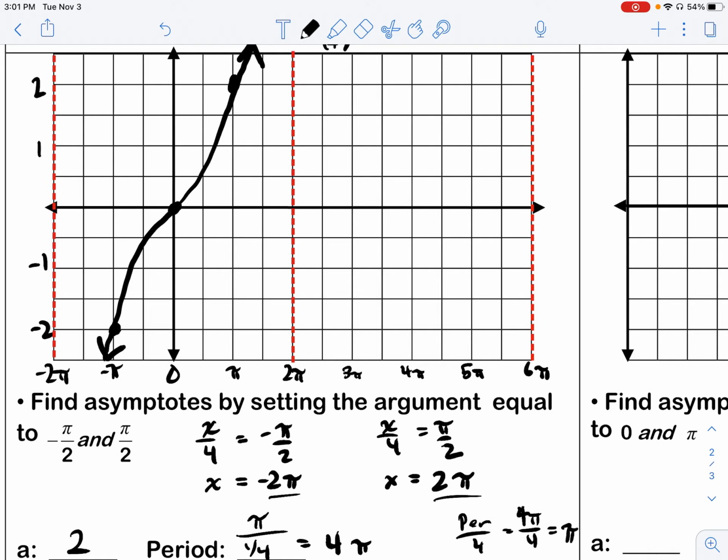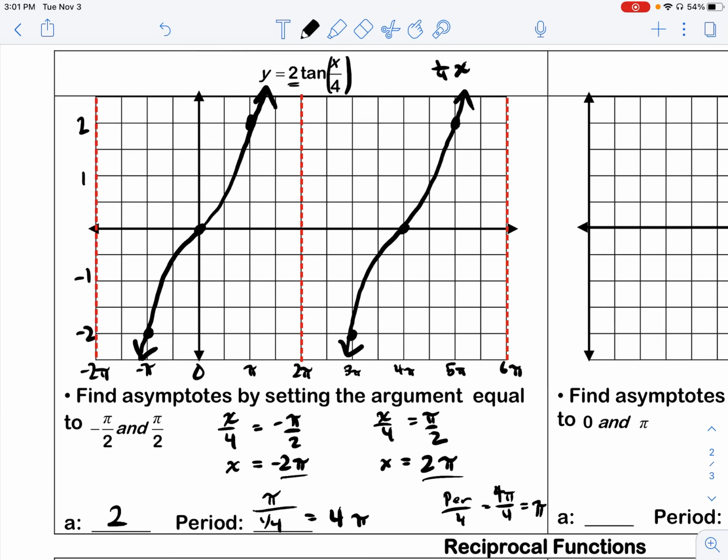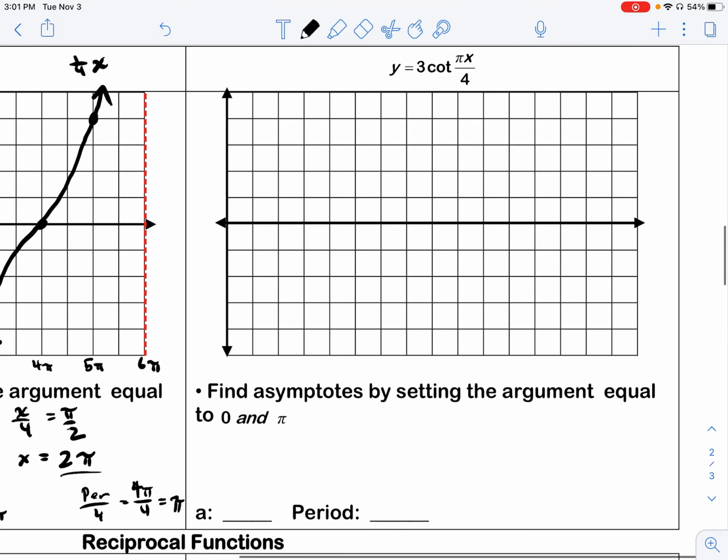Okay, now let's graph my other points. I've got my asymptote, low, mid, high, asymptote. So this is going to go something like that. And there's my tangent graph. Zoom out a little bit so you can see that. Okay. All right, let's try this cotangent one now.